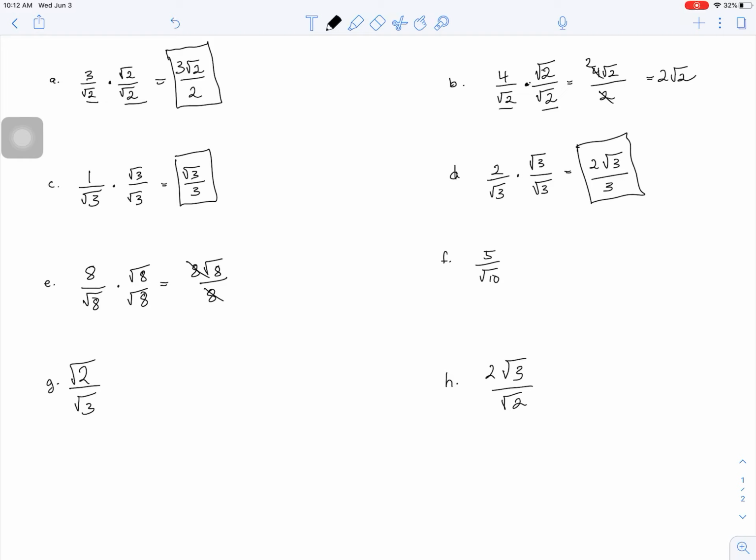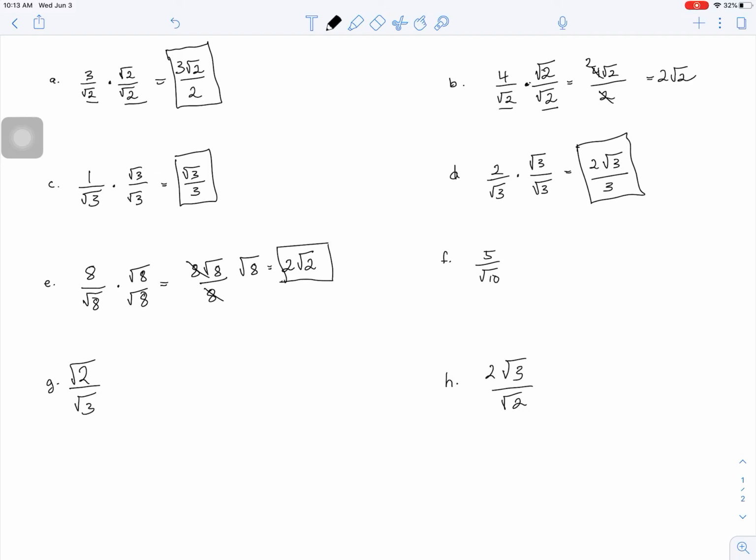We can get rid of this. We're left with the square root of 8. But that one can be further reduced because we have 4 times 2. 4 has a square root, so it's 2 times the square root of 2. And then we have our final answer. So as I said, they can get a little bit more complicated.